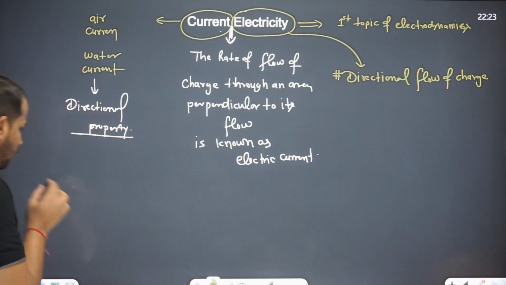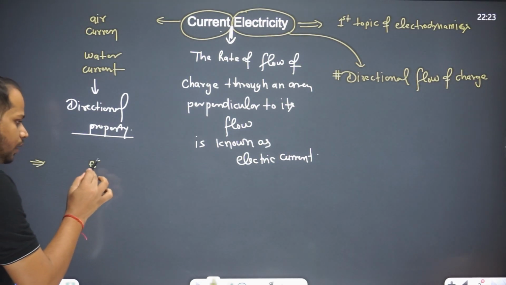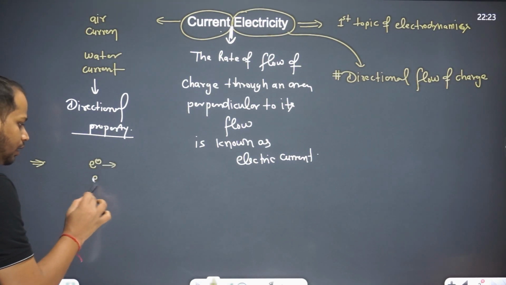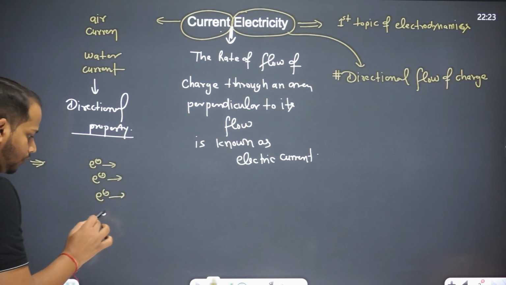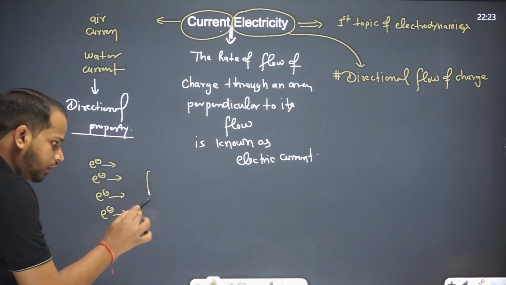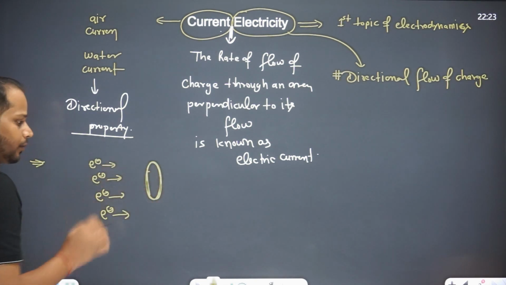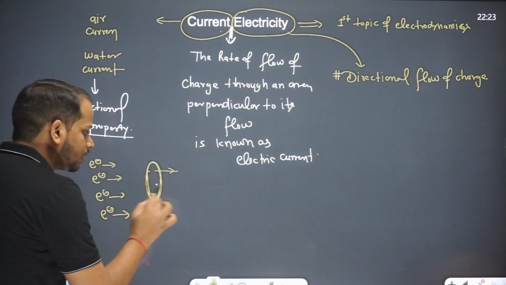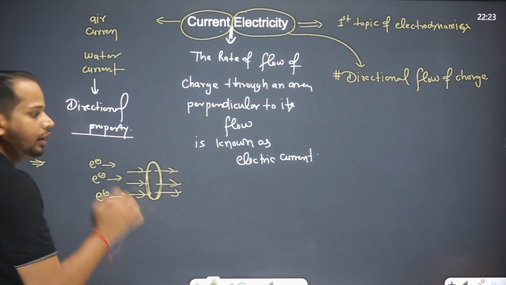Let's see here. If I am saying a lot of electrons are flowing along this direction, we are not saying there is a current, right? But when I take a particular cross-sectional area over here, then the electrons start crossing through this area. Then we will say there is a current in this, right?